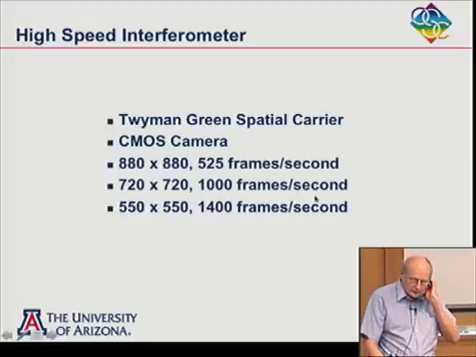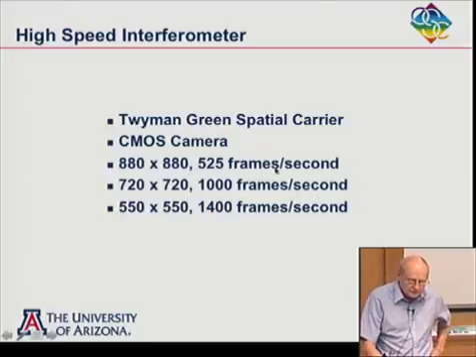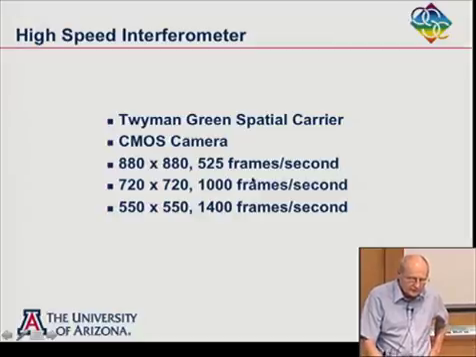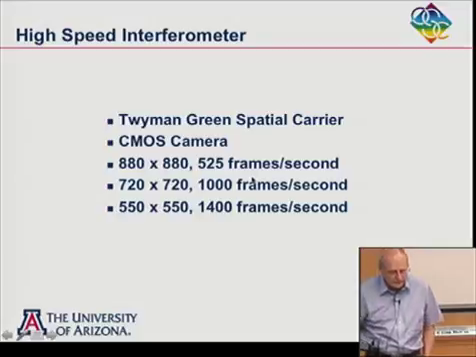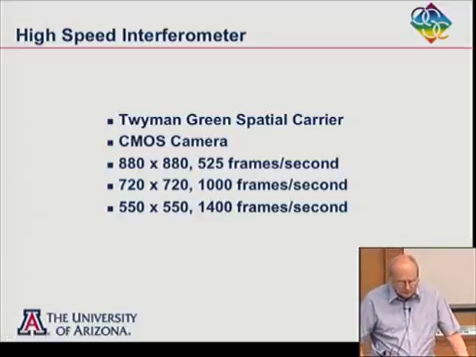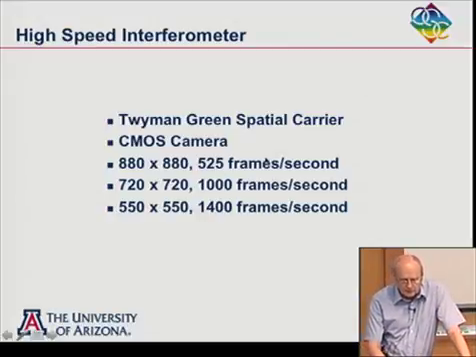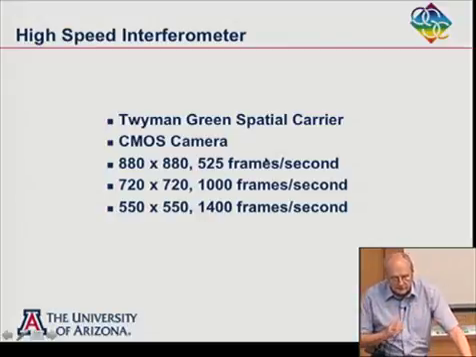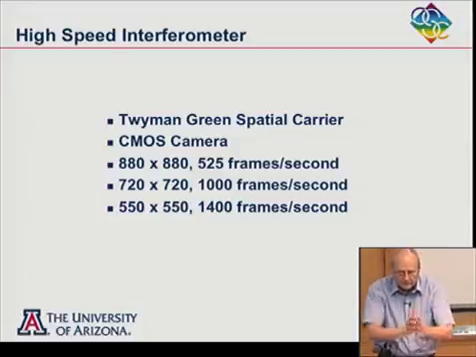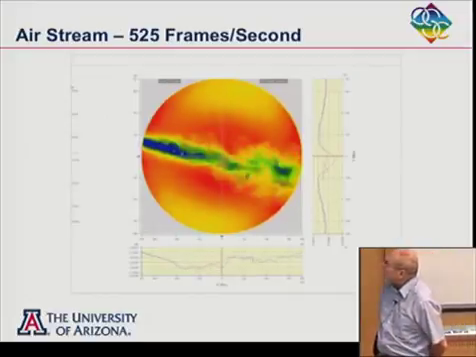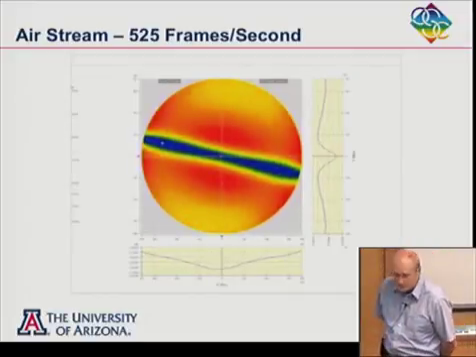And this particular camera we could read out at different frame rates depending upon how many pixels we were using. And the results I'm going to show will be for 525 frames per second and about 880 by 880 pixels. So first, I'm going to show some movies here that were taken at this high speed. The first movie will just be taking a jet of air and blowing the air into the beam. And so you can see the air coming in. Again, this is at 525 frames per second.